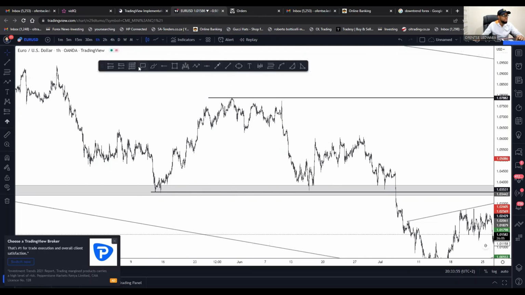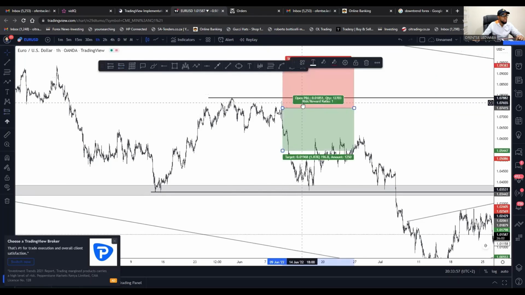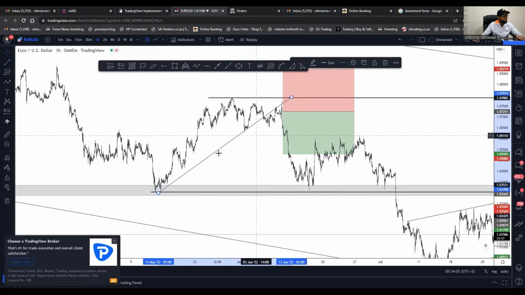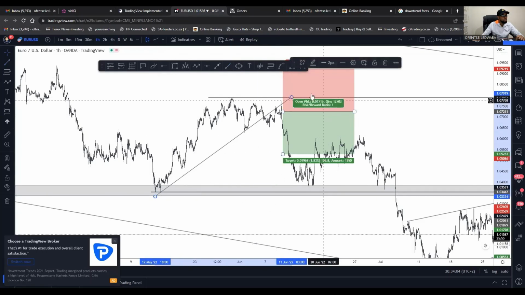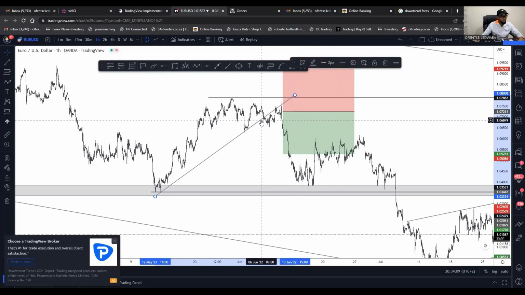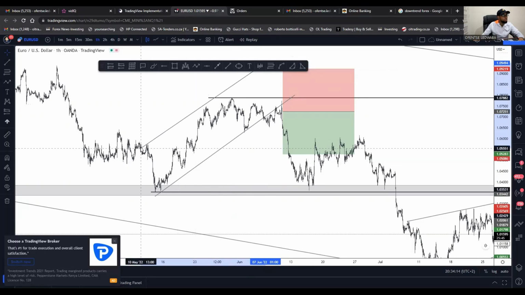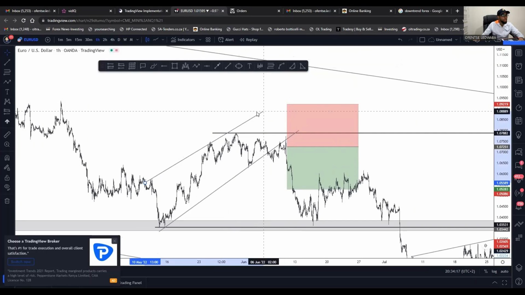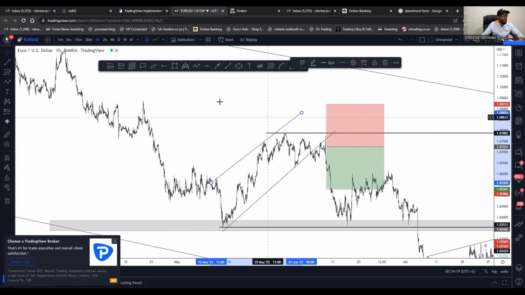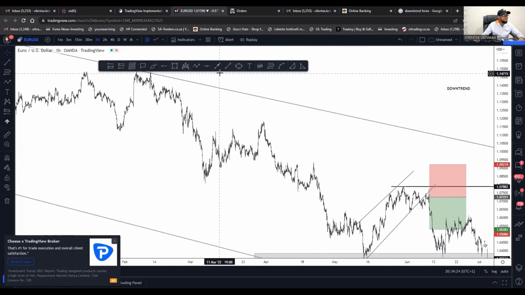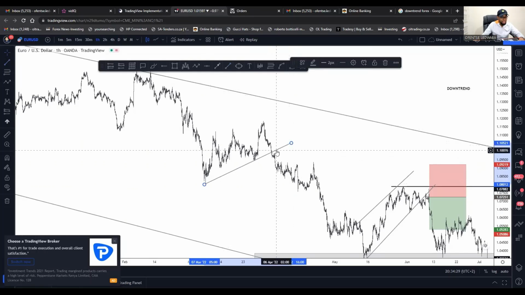Even here, can you see the entry here? Your entry here will come from here. You can see it was a retest. It will come from here. See? So guys, it's not as easy as I make it. It comes with practice. You ask yourself, okay, but how does he make it so easy?